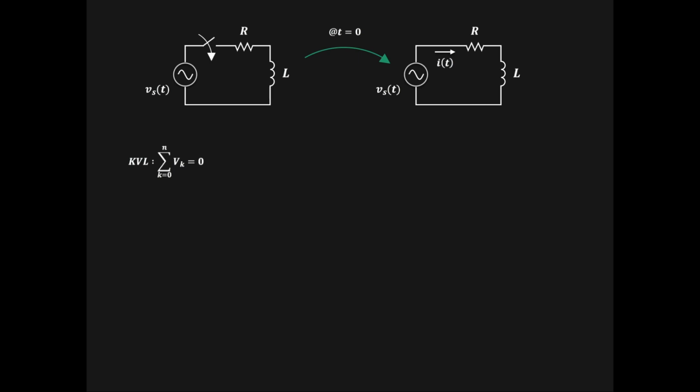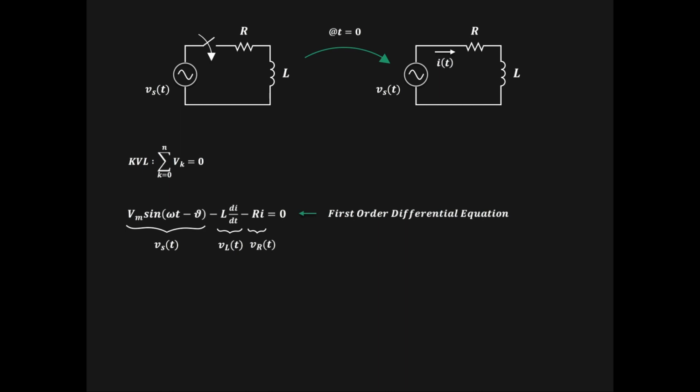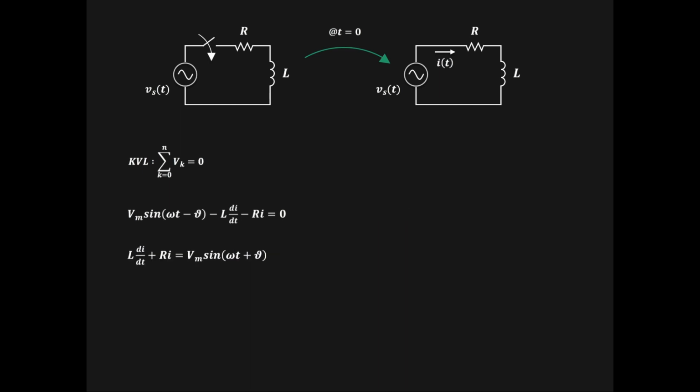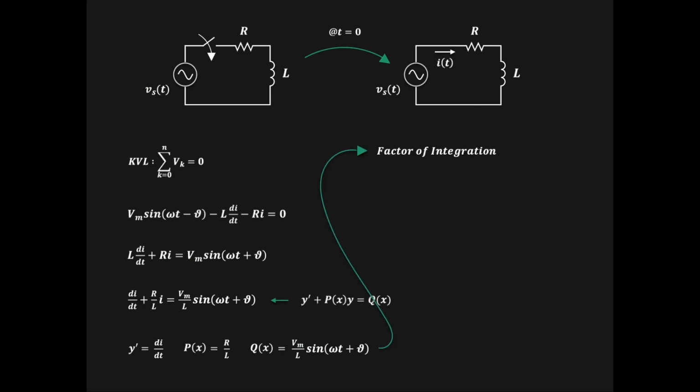We begin with direct application of Kirchhoff's voltage law, which states that the algebraic sum of all voltages in a closed loop is 0. This generates a first-order differential equation. We rearrange the equation by isolating the voltage source. Next, we divide both sides by L to put the differential equation into standard form. This enables us to identify the functions p of x and q of x. To solve the differential equation, we need to identify the integrating factor, I of x. We can now express the general solution.